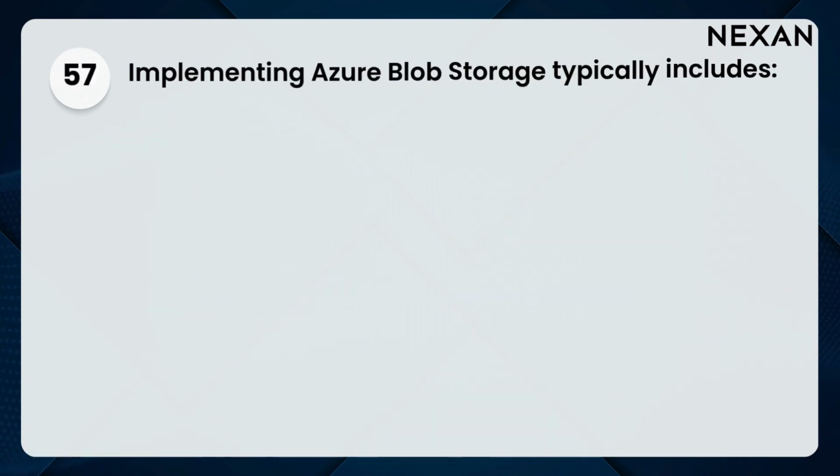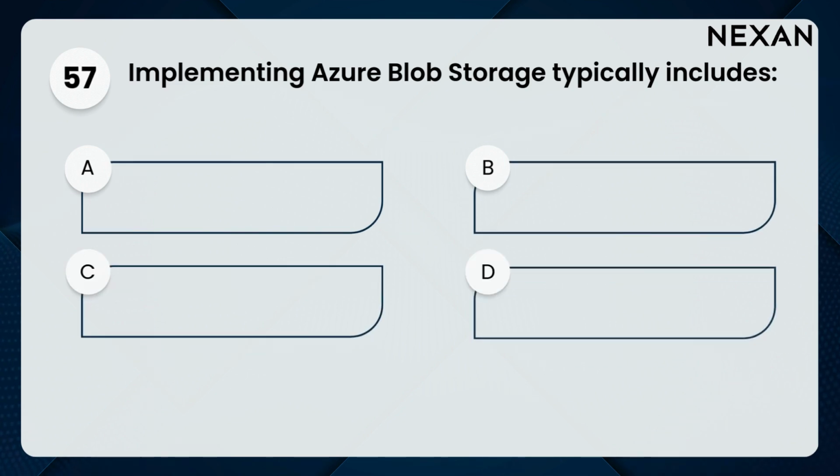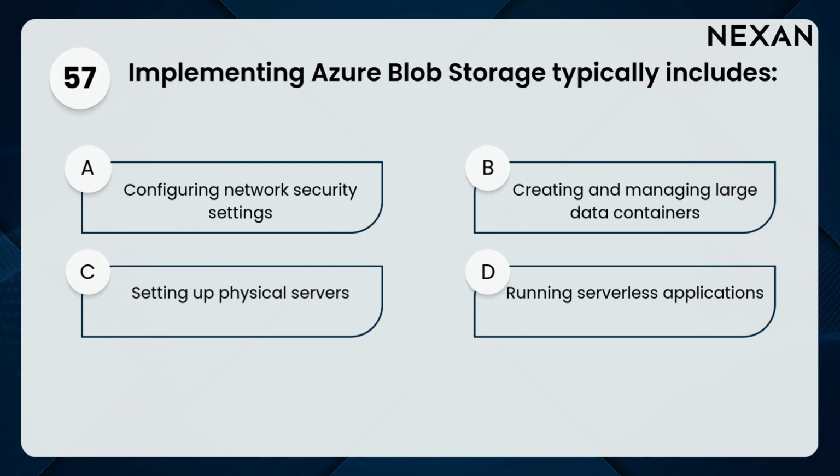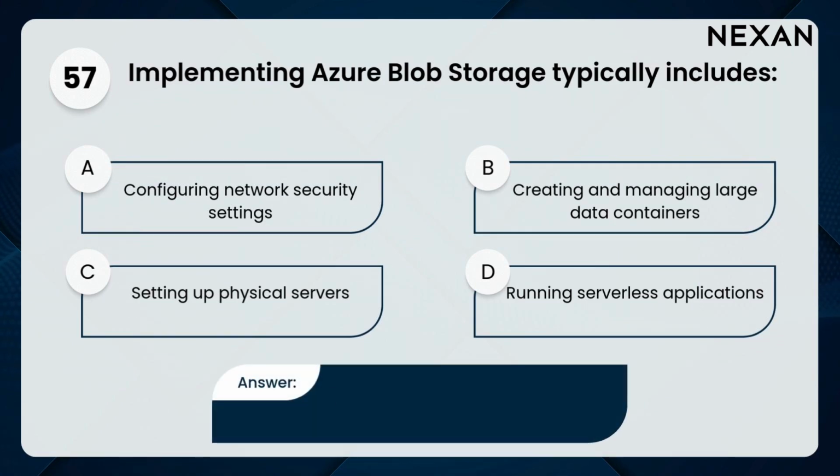57. Implementing Azure Blob Storage typically includes A. Configuring network security settings. B. Creating and managing large data containers. C. Setting up physical servers. D. Running serverless applications. Answer B. Creating and managing large data containers.